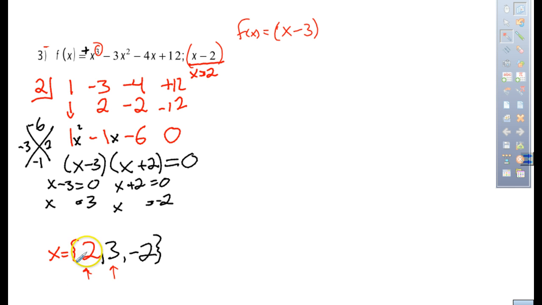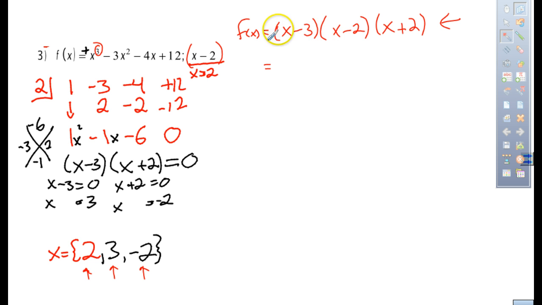What do I get if my answer is 2? What would the factor be? X minus 2. And what about here? X plus 2. Hey, there's your polynomial. All you have to do is multiply all those together and we'll get our answer. So coming up with these isn't so bad, but you have to multiply them all out.